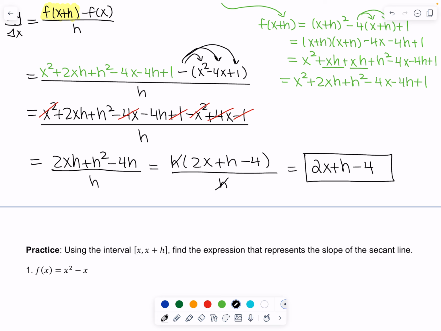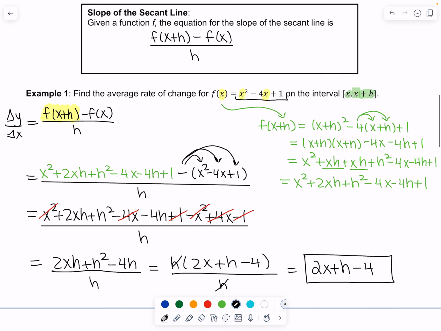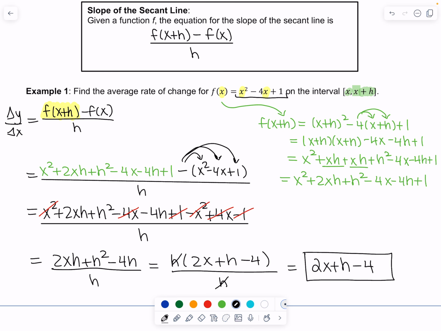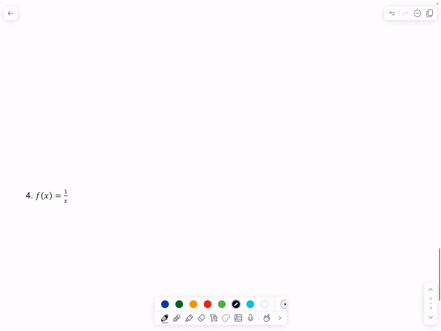Now, eventually this is going to lead us into talking about the definition of the derivative, but for now, we're just looking at this as very similar to lesson 1. We're finding the average rate of change, just the interval that we're finding it over happens to be x to x plus h, so it's not a numerical interval. There are several practice questions in the notes here with a variety of functions, some quadratic, some radical, some rational.